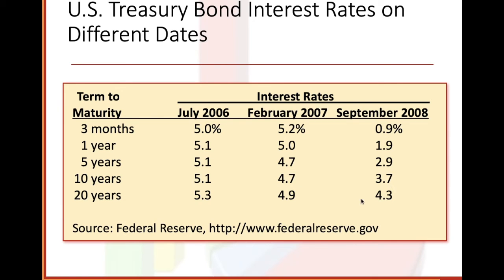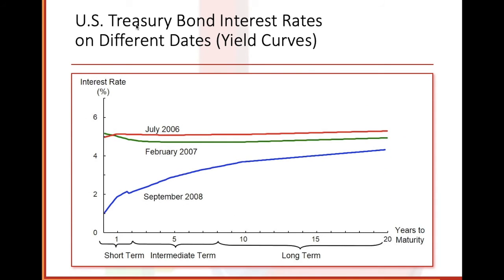So this is the source, the Federal Reserve. U.S. Treasury bond interest rates on different dates. Typically, people say you invest in Treasury bonds if you want minimal risk. I'm not too sure why they say that, probably just because Treasury bonds really don't fail very often. So that's one of the reasons why.